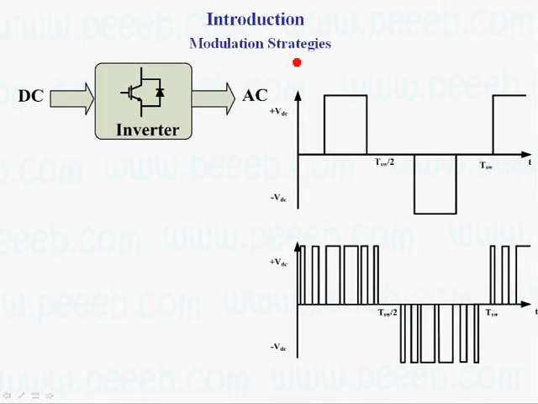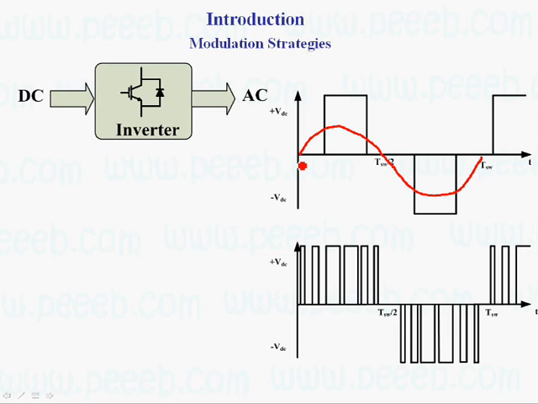So modulation strategies are very important in power converters, because we can generate AC voltage, for example, with a single pulse. In the frequency domain we have the fundamental plus harmonics, so we expect that this is the fundamental of this signal plus harmonics. So we can improve the output voltage by increasing the switching frequency or increasing the number of pulses.